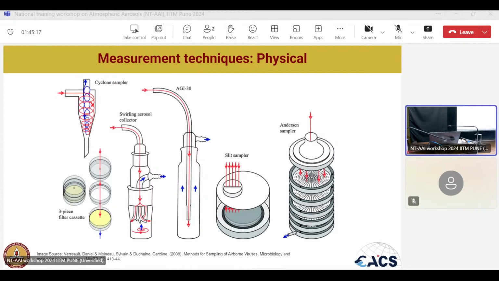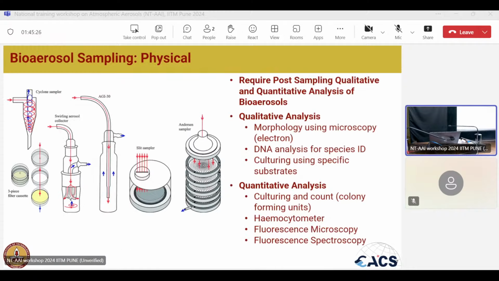And then you have something called an Anderson sampler. It's a sampling technique which you also use for normal aerosol, right? But what makes it different is how you use it for your qualitative and quantitative analysis. So I just removed it here and then added this. It requires the post-sampling qualitative and quantitative analysis of bioaerosol. So your sampling in the beginning may not be different, but once you sample it, it totally changes the course and gets into a different direction altogether.